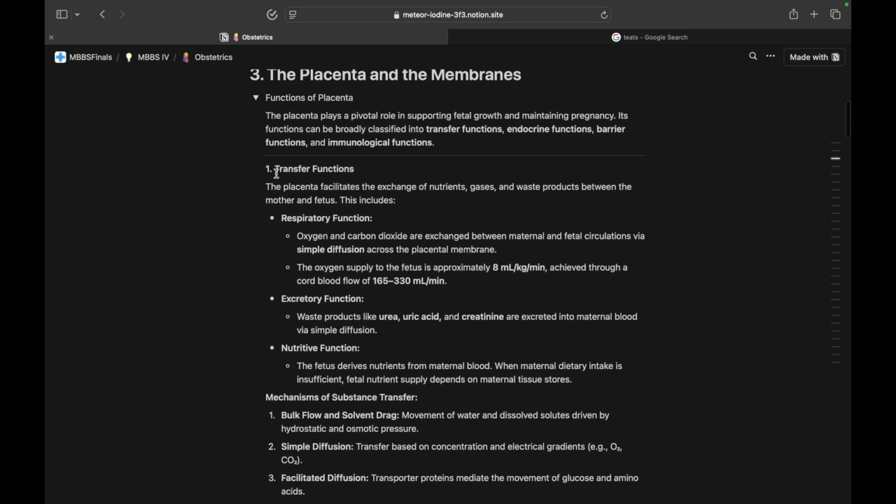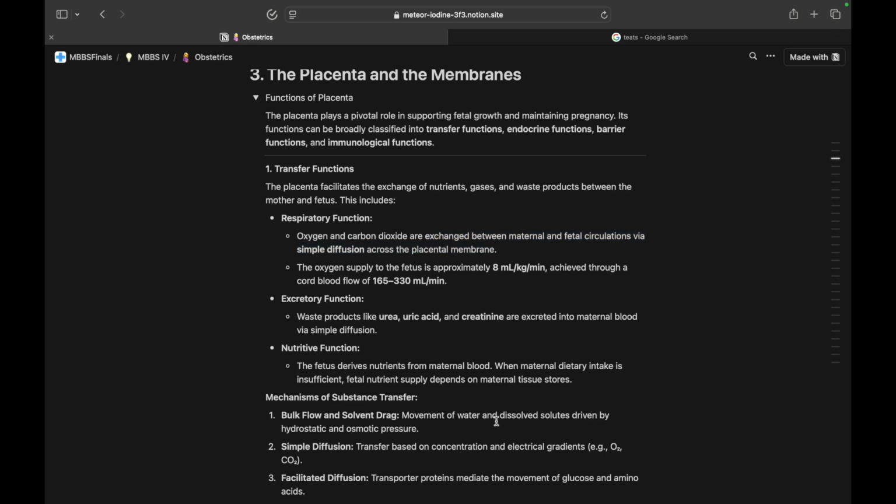So coming to transfer functions, in this particular case, placenta facilitates exchange of nutrients, gases and waste products between the maternal and the fetal side. So this includes various sub functions. So what is getting transferred? Mainly gases over here. Oxygen and carbon dioxide are being exchanged between maternal and fetal circulation via simple diffusion across the placental membrane.